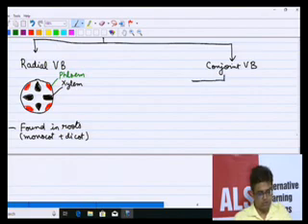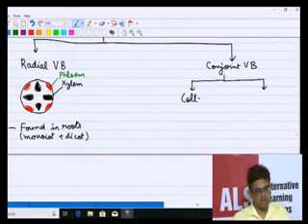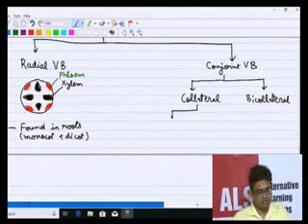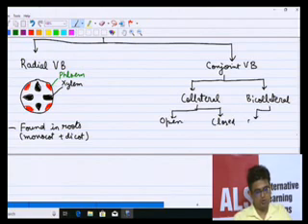Conjoint is actually of two types. One is collateral, one is bicollateral vascular bundle. And in collateral also there is open vascular bundle and closed vascular bundle. Collateral open, collateral closed, and bicollateral open, bicollateral closed.